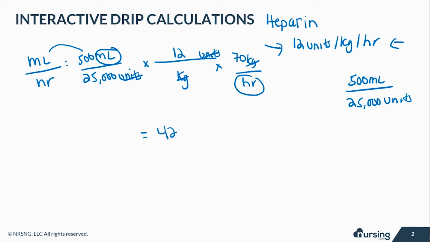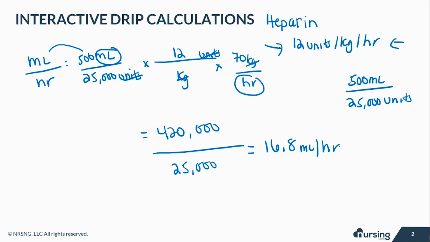But I'm going to have 420,000 divided by 25,000, and it's going to give me 16.8 mils per hour. All right, simple.